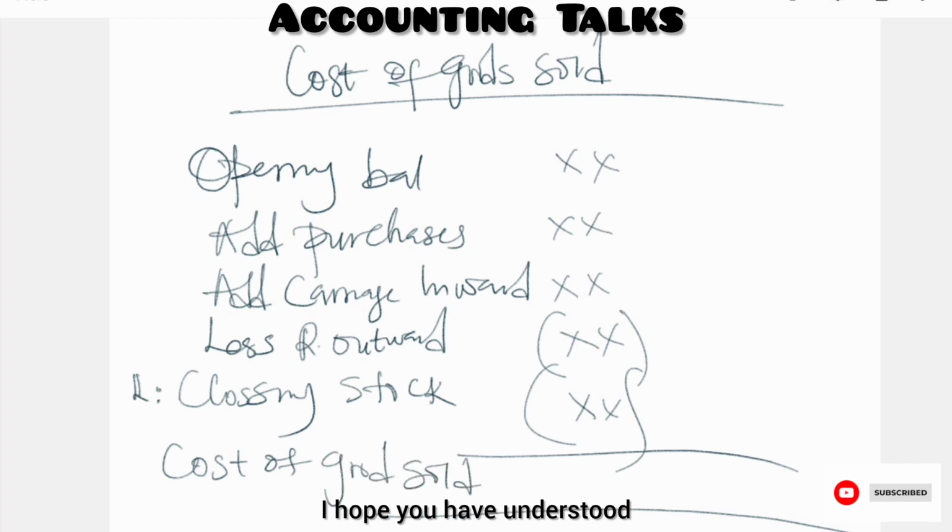I hope you have understood what cost of goods sold is. So in the next section, we'll be treating how to calculate our gross profit. Then you will see the cost of goods sold in action in helping us to determine what our gross profit and subsequently our net profit is going to be.